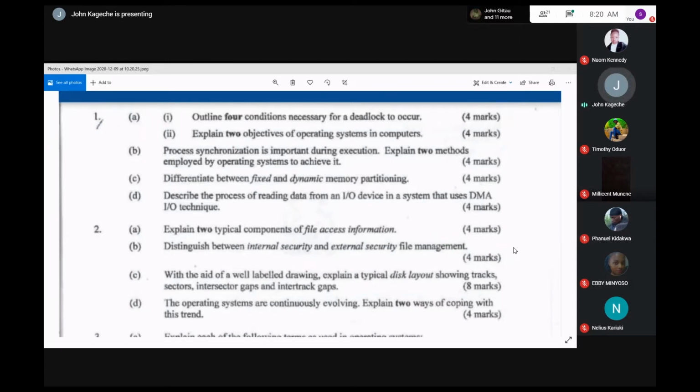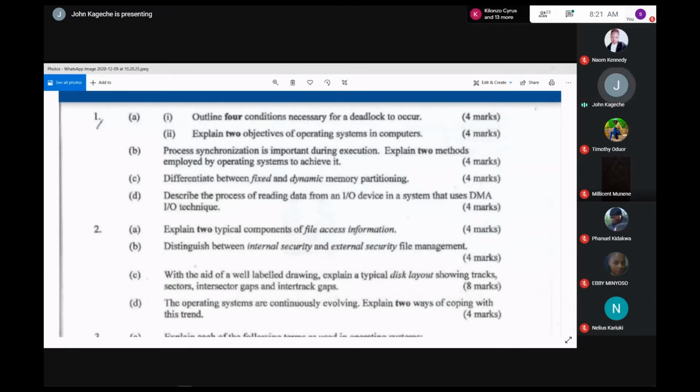B, process synchronization is important during execution. Explain 2 methods employed by operating system to achieve it. How do we achieve synchronization? That's communication between one process and the other during execution. What methods does the operating system employ in order to enhance process synchronization? There are many. You're just told to explain 2.